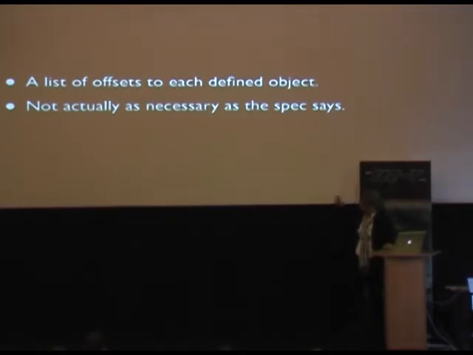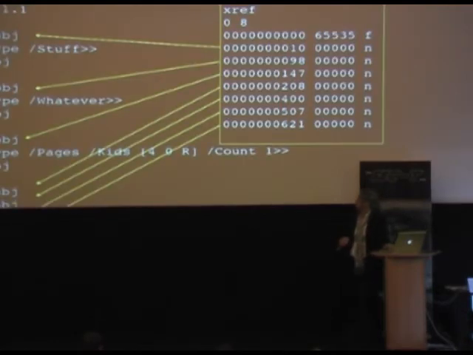At the end of each PDF file is a reference table that essentially is an index to where to find each object in the file, but it's not really as necessary as the specification docs. Generally, a cross-reference table looks like this, and basically, this is object number 0. It doesn't exist. But object 1 starts at offset 10. That's 10 bytes from there to there.